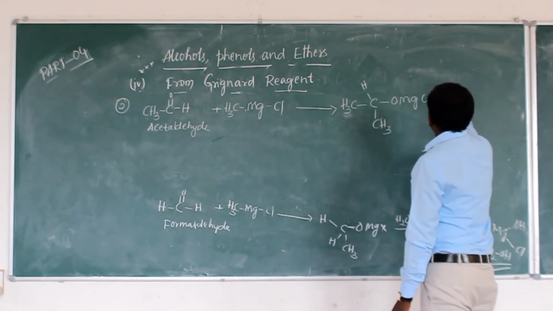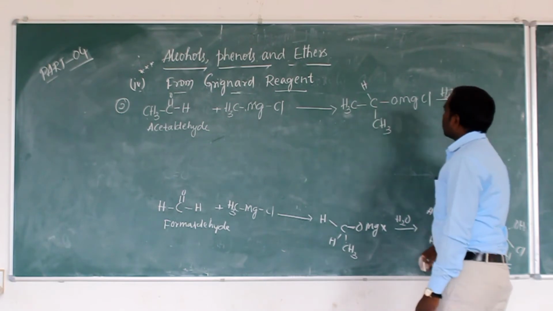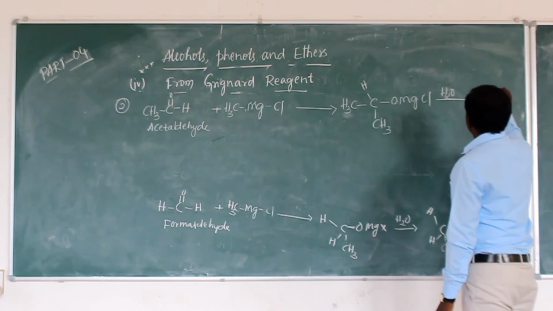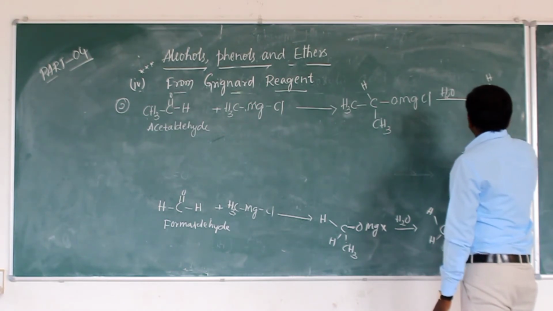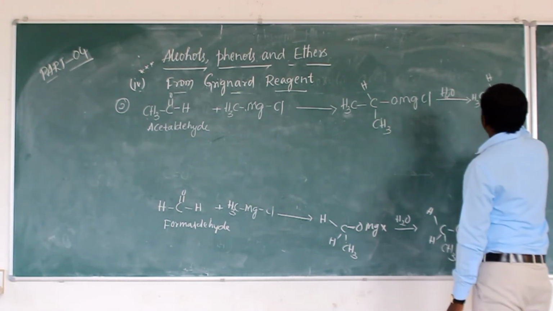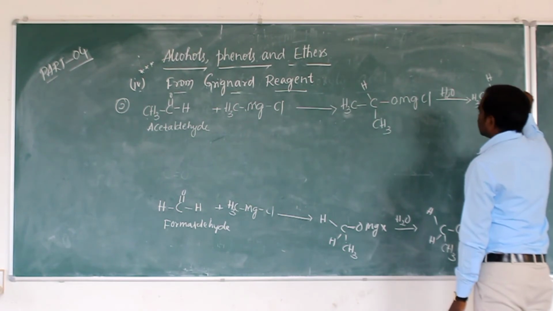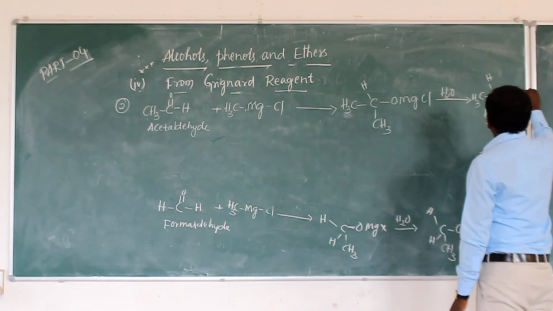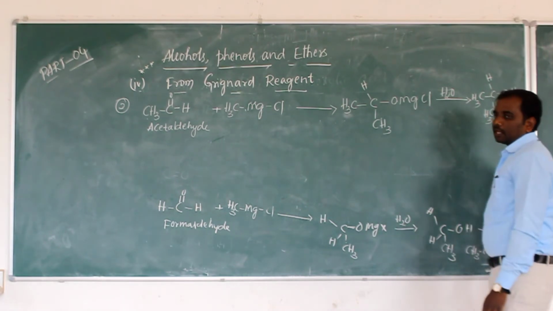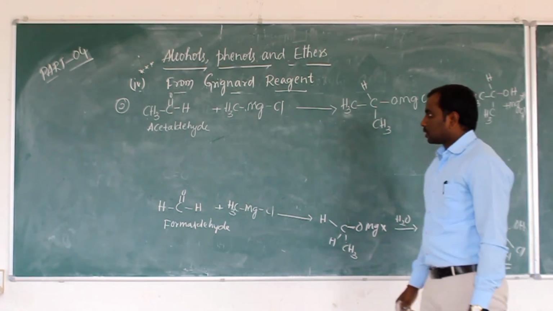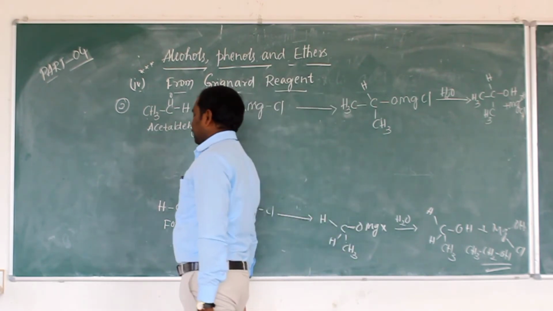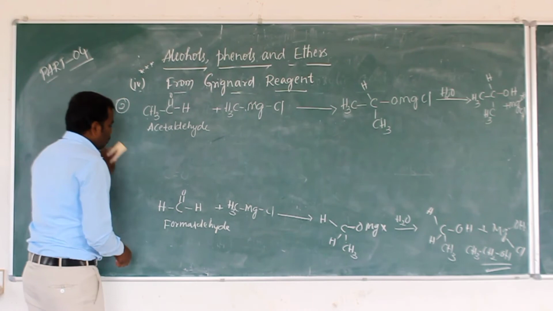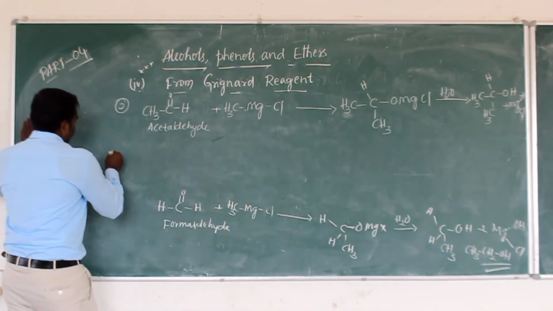Again, what is formed? Very simple, CH3 CH(OH) CH3, right? OH plus Mg(OH)Cl, and okay, this is the secondary alcohol. The secondary alcohol is formed. Very simple, right? And one more, the third one.